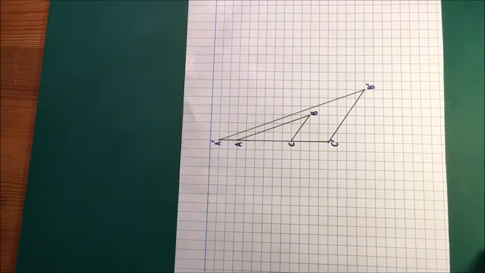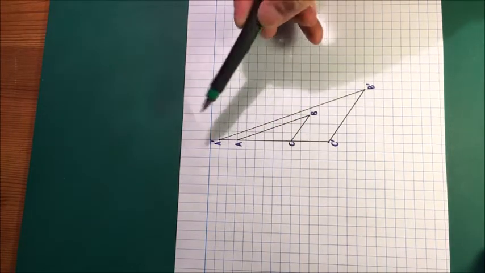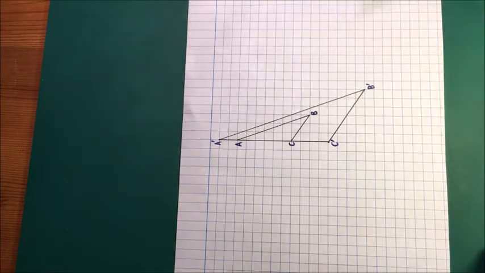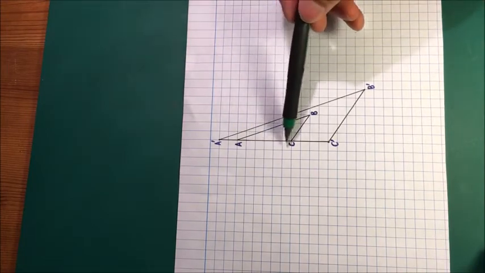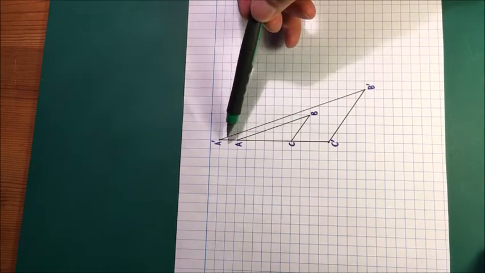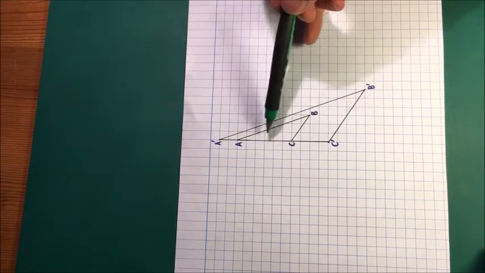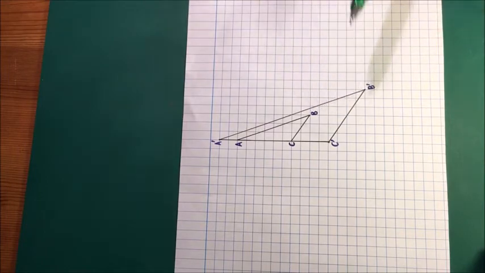So here we have an enlargement problem. We have the original triangle ABC and its image A', B', C'. So the idea is that somewhere here is the center of enlargement, and it's gone out past the original to the image, gone out past the original to the image.